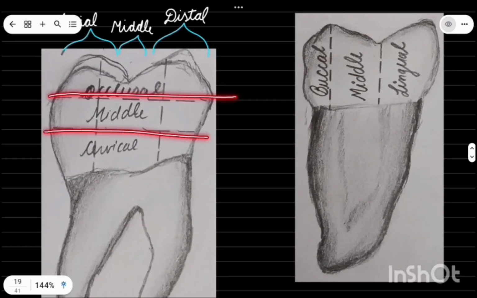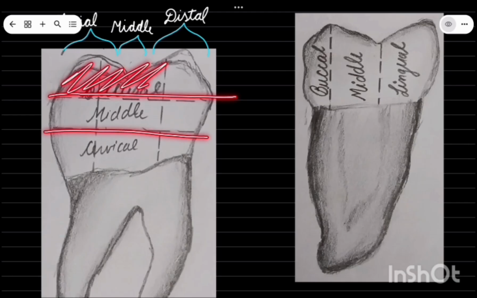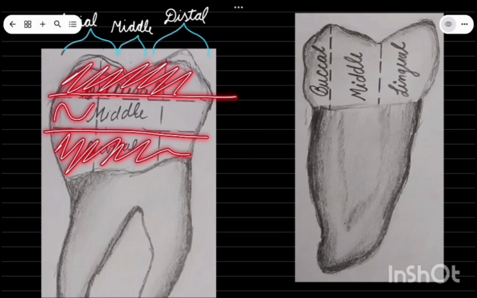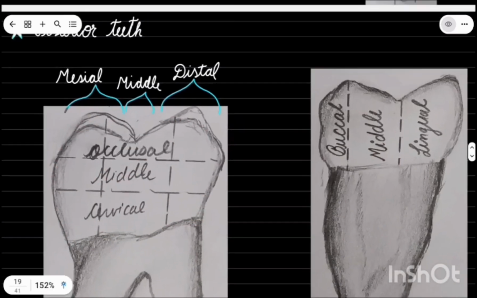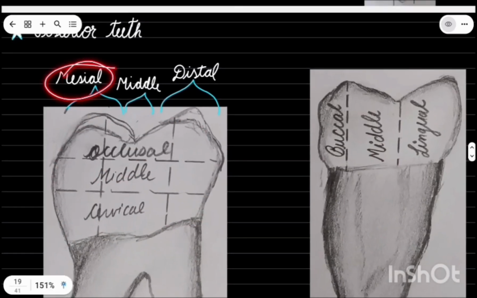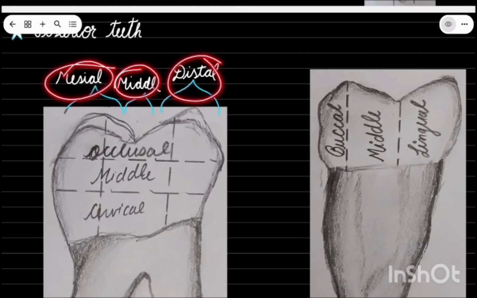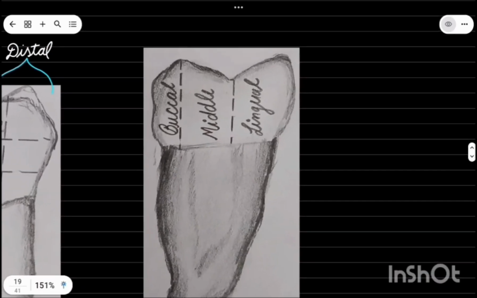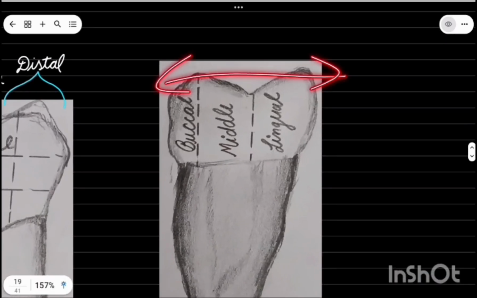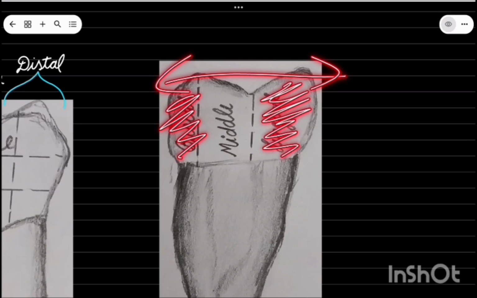The part near the occlusal surface is the occlusal third, near the cervical line is the cervical third, and in between we have the middle third. And from mesial to distal we have the mesial third, the distal third, and in between we have the middle third. From buccolingually, we will have the buccal third, facing the lingual side is the lingual third, and in between them we have the middle third.